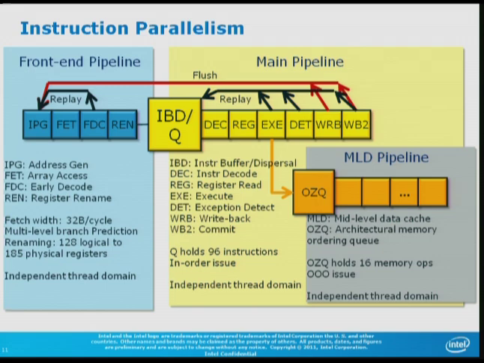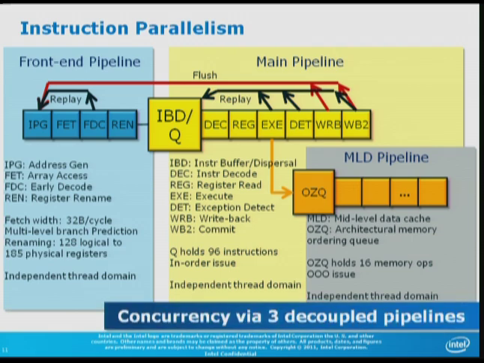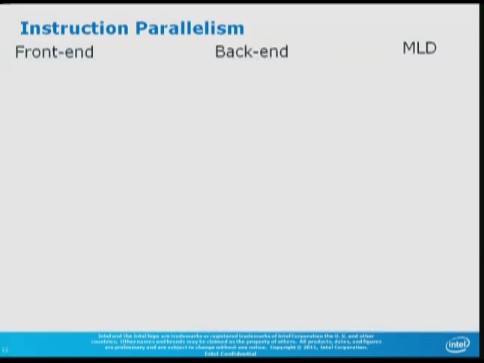And finally, the main pipeline feeds into our mid-level data cache pipeline. All 3 of these pipelines are independently threaded. That is, each one could be working on a different thread from the other. And so this provides concurrency because of these 3 independent pipelines, all separated by decoupling buffers.